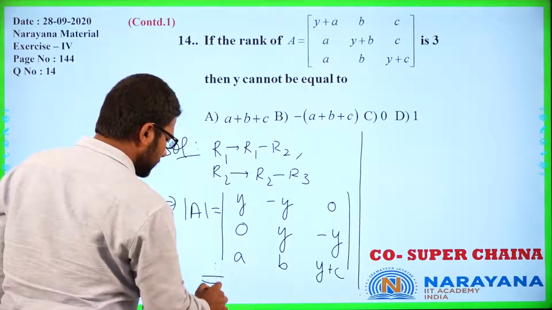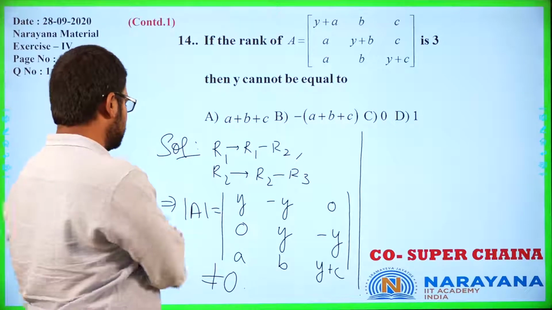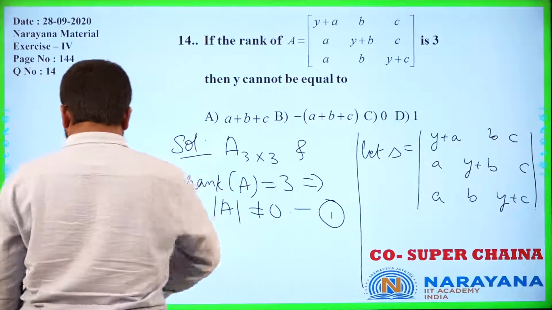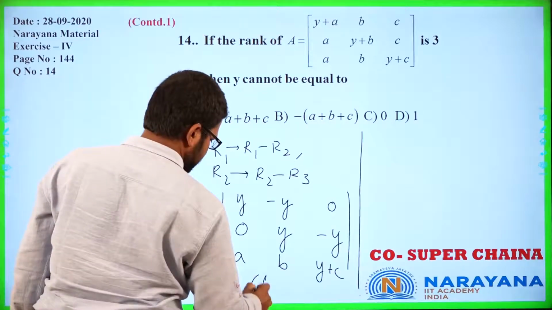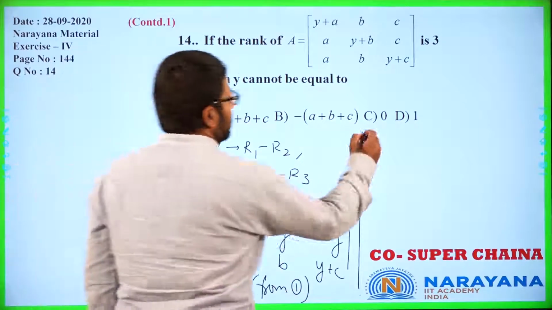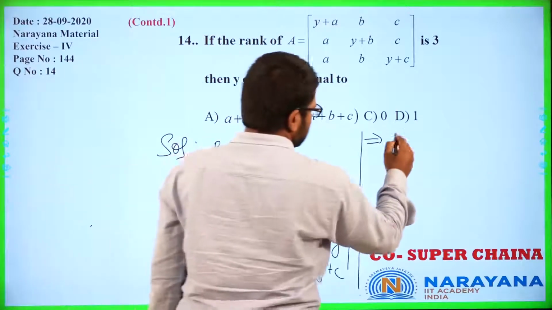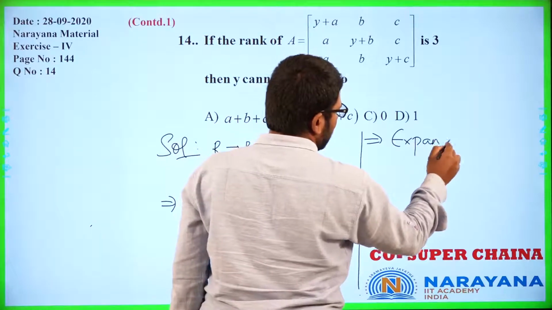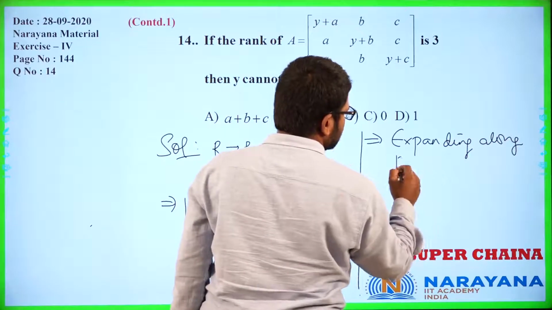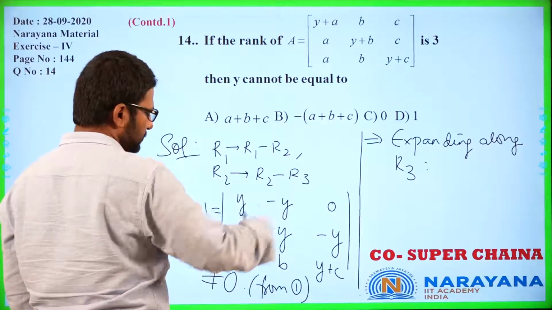Right? And we are saying it is not equal to 0. Let us apply this condition from 1. Which means expanding along, let us expand along R3, right? Because then we can use these zeros.